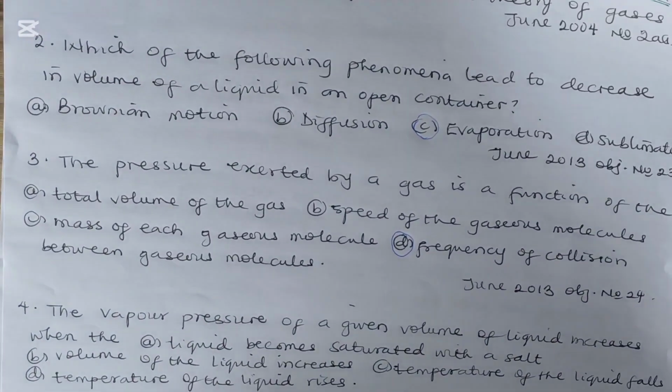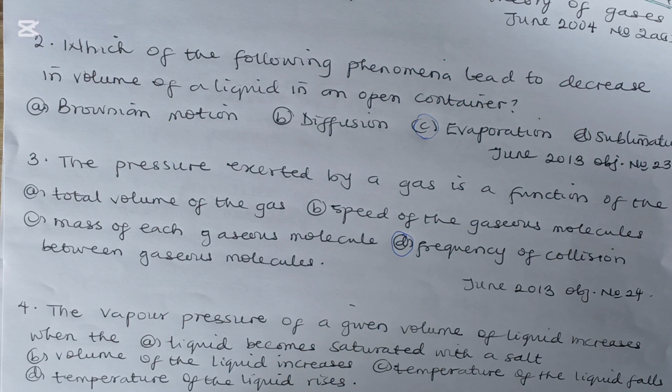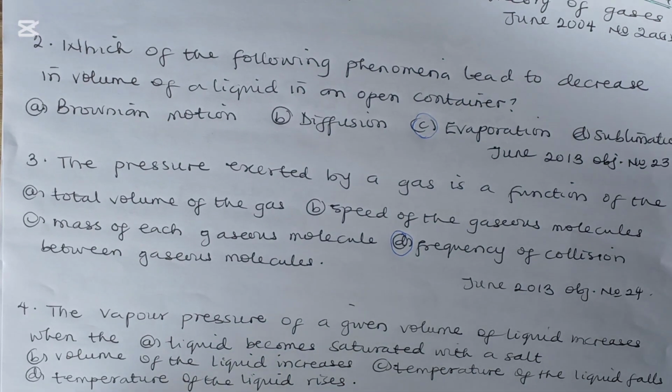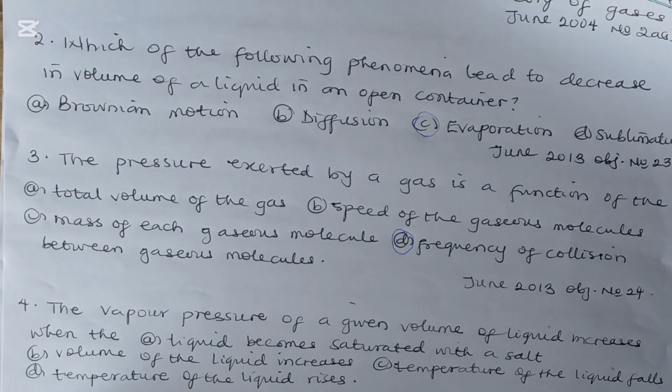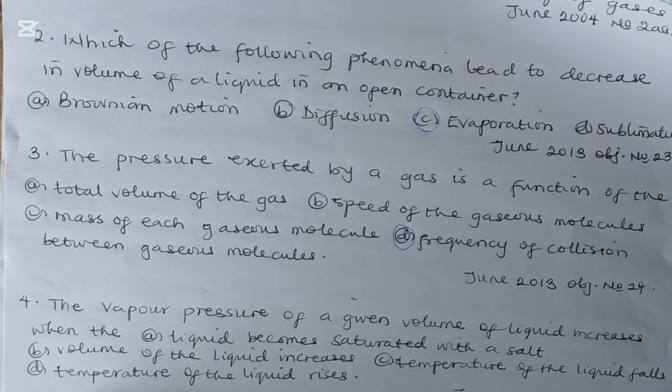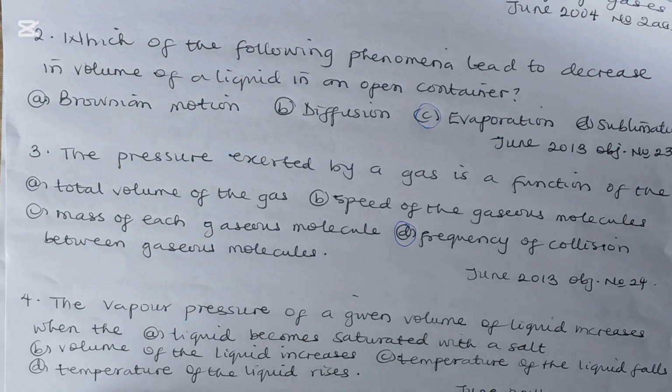Then the next one: the vapor pressure of a given volume of liquid increases. How does the vapor pressure increase? When the liquid becomes saturated with a salt? No. The volume of the liquid increases? No. That is, the pressure generated by the particles of the liquid increases when what? C, the temperature of the liquid falls. D, the temperature of the liquid rises.